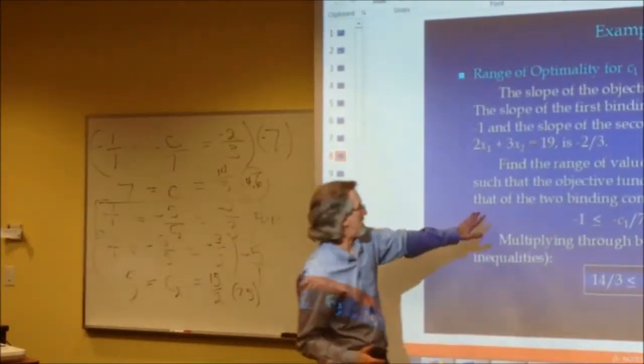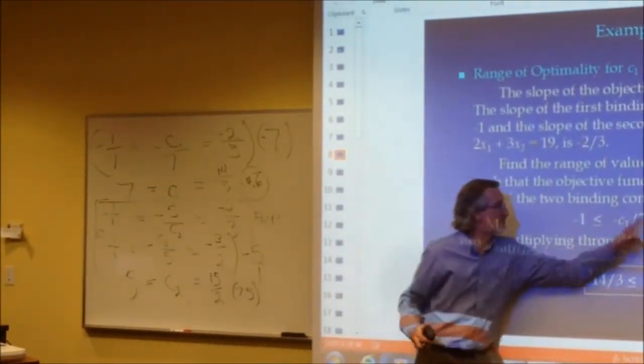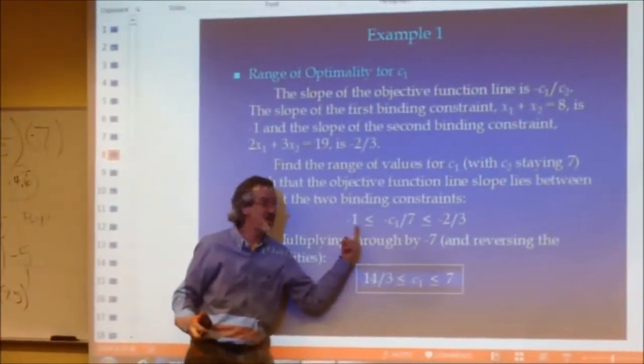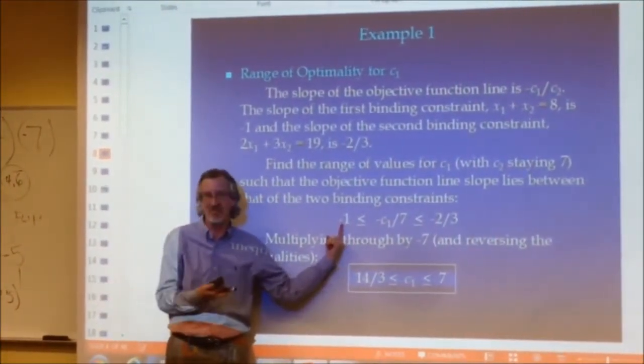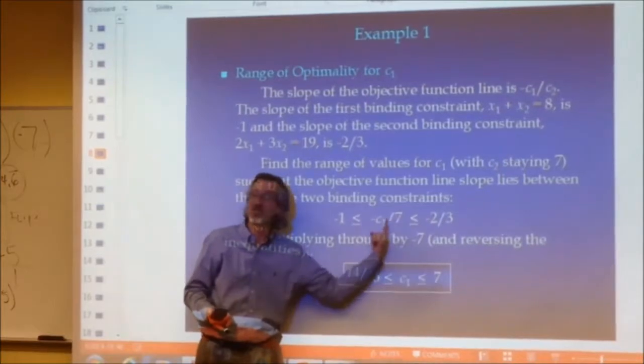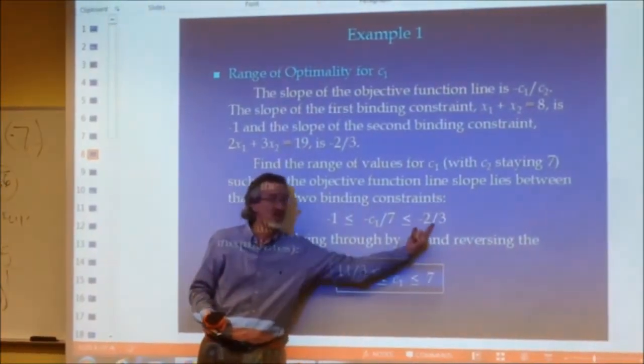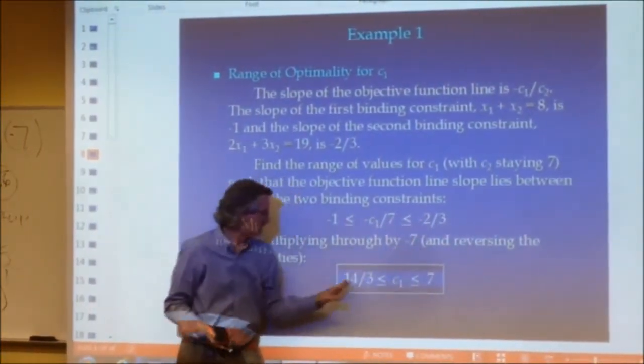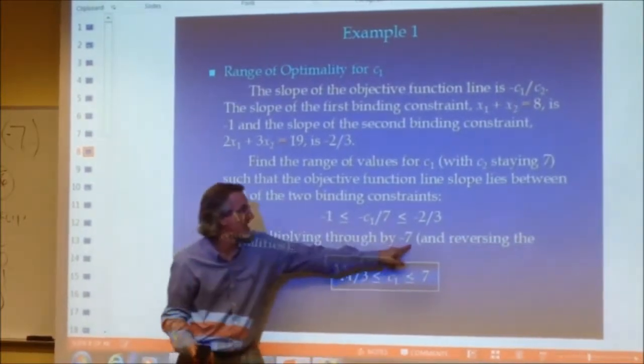So, where are we here? The objective function between the two binding constraints, we use -1 over 1, same thing. We had -5 over 7, but we turned the 5 into a variable. And there's -2 over 3. Multiply the whole thing by -7.